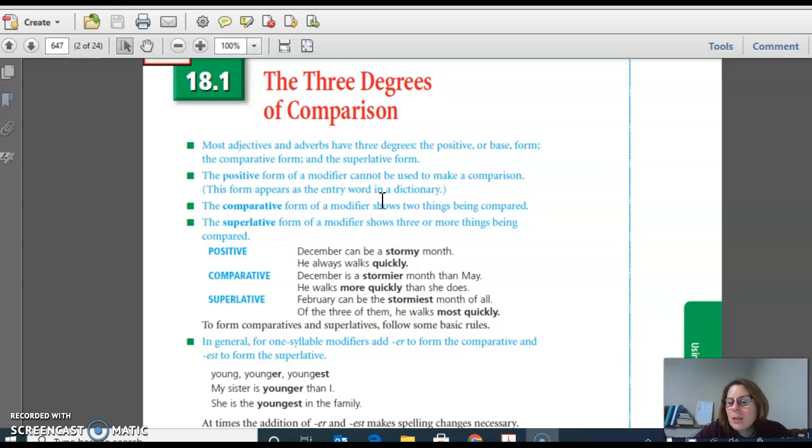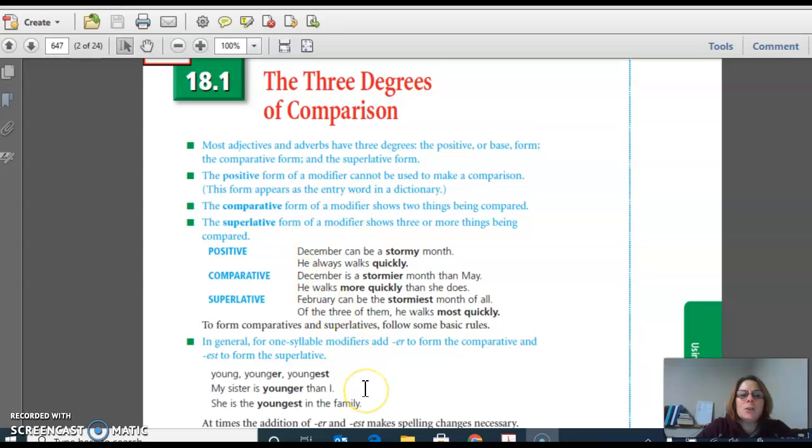If we wanted to use an adverb, let's look at quickly. The base form of quickly is quickly. So he always walks quickly. But then if we compare it, he walks more quickly than she does. In this case, we're not changing the shape of the word. We're adding a qualifier, the word more. And then in the superlative form, you just change that to most. So of the 3 of them, he walks most quickly because we've got 3.